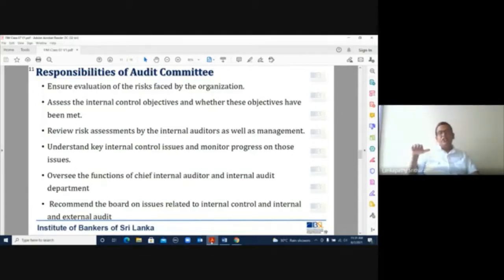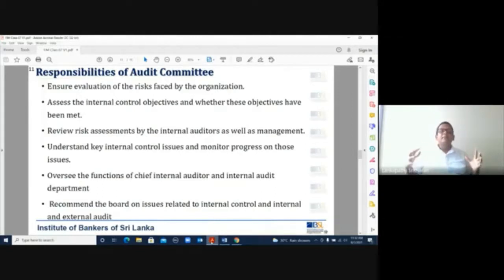Ensure the evaluation of risk faced by the organization. Assess the internal control objectives and whether these objectives have been met. Review the risk assessment by the internal auditor as well as management. Understand key internal control issues and monitor progress on those issues. Oversee the function of the chief internal auditor and internal audit department. Recommend to the board on issues related to internal control and internal audit.